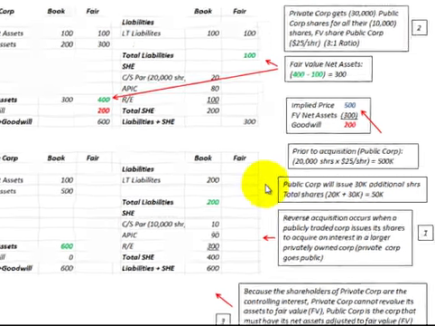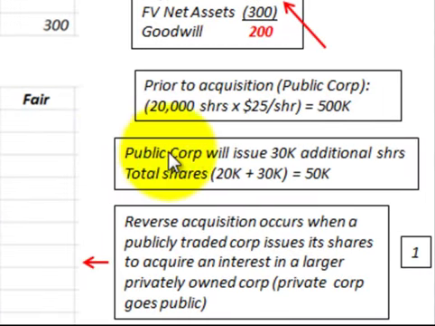Okay, to make a point before we move on here, the public corporation will issue 30,000 additional shares to the private corporation. So the total number of shares that are going to be outstanding for the public corporation is going to be the 20,000 shares that it currently has on its books that are issued, plus the 30,000 additional shares that it's going to issue to the private corporation. So the total number of shares issued by the public corporation is going to be 50,000 shares.